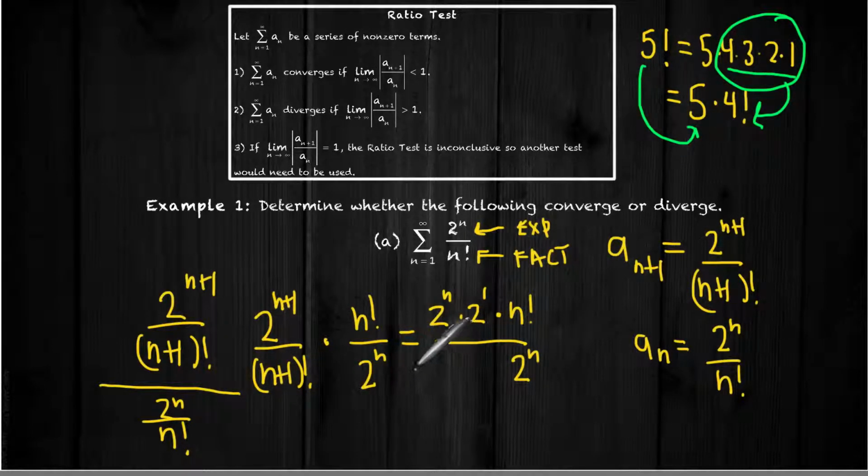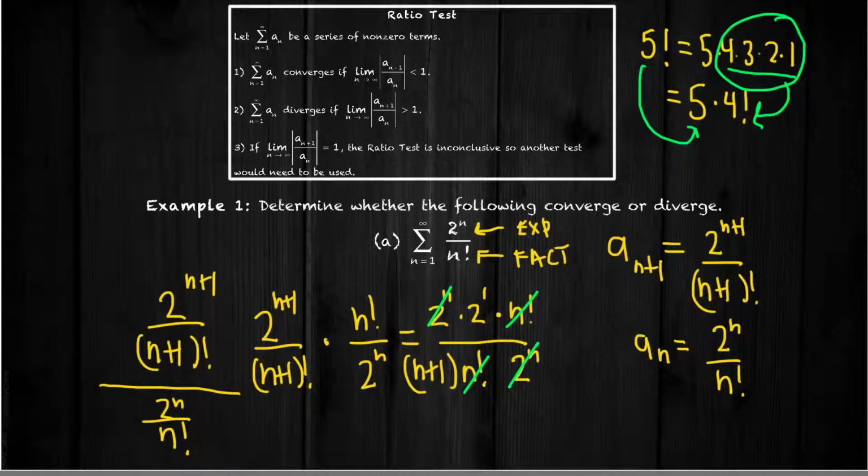Well, that's just going to be n plus 1, the original number, times the number that comes before n plus 1, which means we'd have to subtract 1 from n plus 1, which you get n factorial. And now we see some things that are going to cancel. We have 2 to the n that cancels. We have n factorial that cancels.